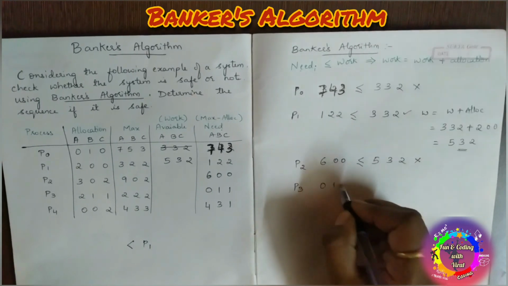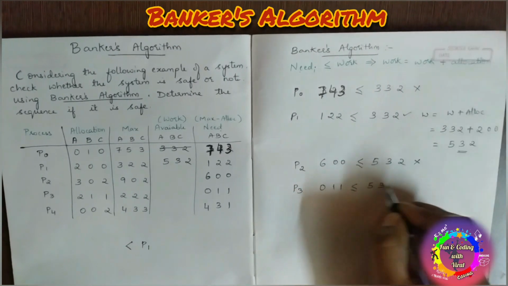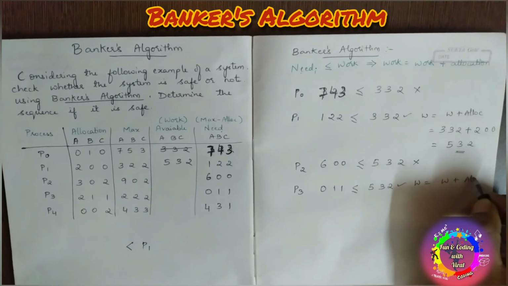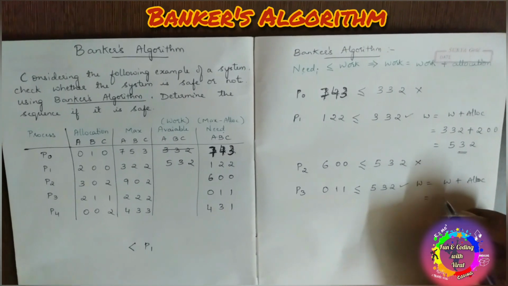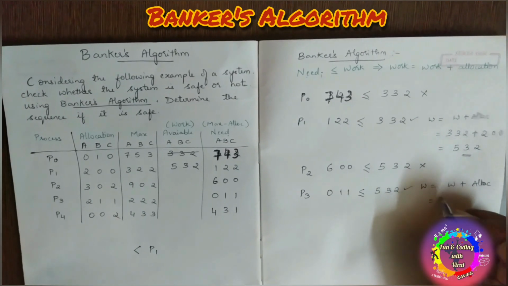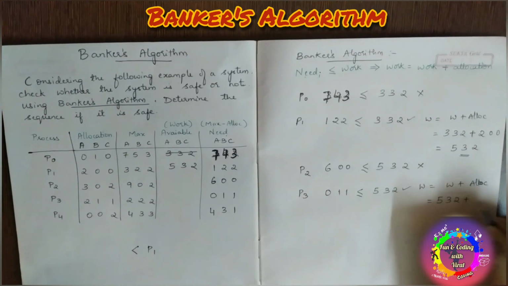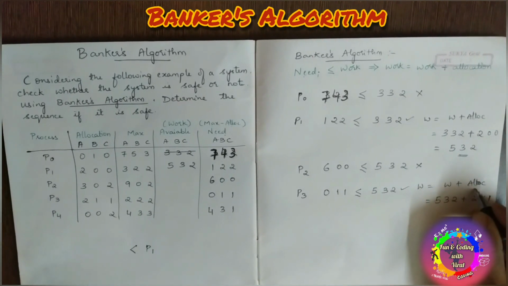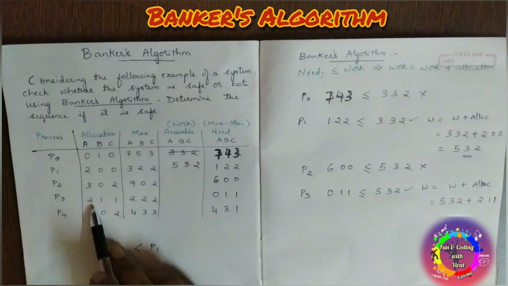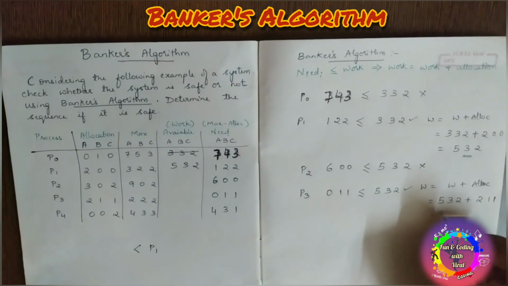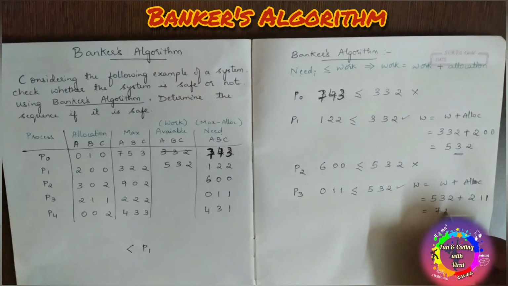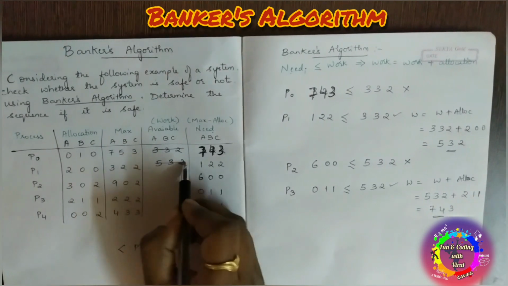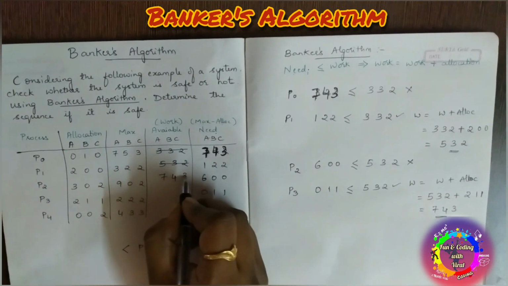So here it is 1 0 0, which is less than or equal to 5 3 2. Yes, this is correct. So calculate work is equal to work plus allocation. What is the work here? It was 5 3 2, the new value, plus allocation 2 1 1. Allocation is taken from the table, the allocation of P3. Now what is the value here? 7 4 3. This is the new value. This value we need to update into the table. It is 7 4 3.